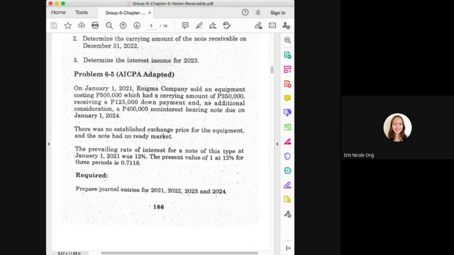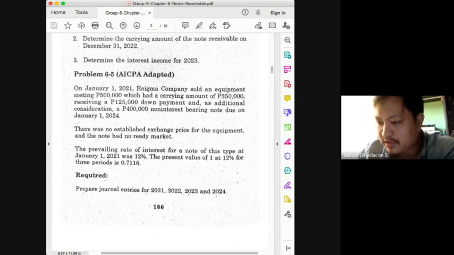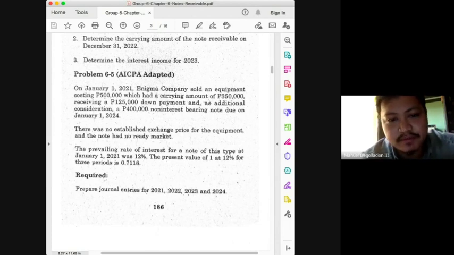42,848, sir. Is it exact? 357,152 times 12%. Let me check that. 357,152 times 12%. So what I actually get, class, is 42,858. Let me triple check. 357,152 times 12%. So I get 42,858. Okay, you'll notice, class, there's a 10 peso difference from the remaining balance.